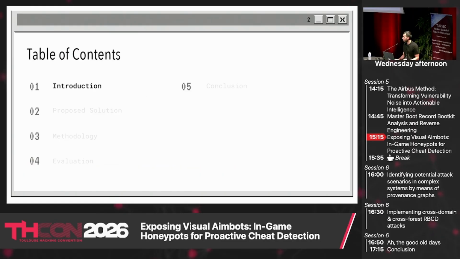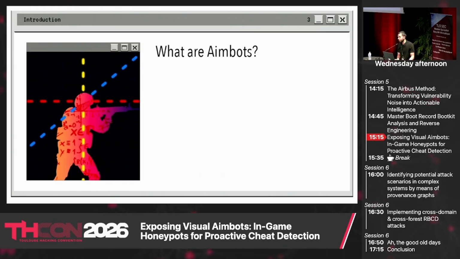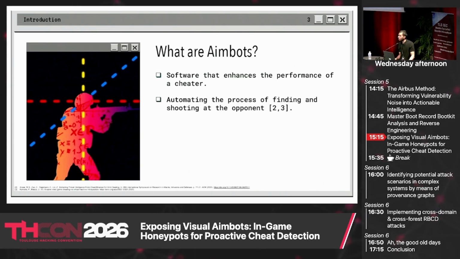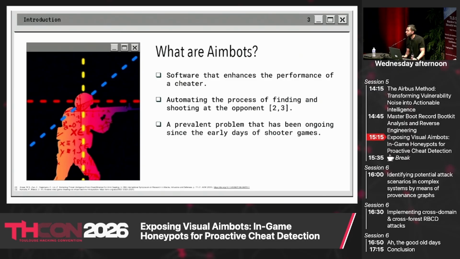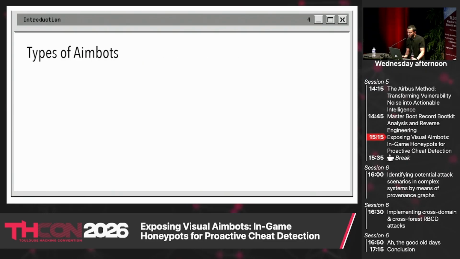So let's start off with a quick introduction to what aimbots are, which I'm pretty sure you are aware of. These are software programs that enhance the performance of a cheater by automating the process of finding and shooting at the opponent. An attacker equipped with an aimbot significantly increases their reaction time and speed, compared to an honest player. This has been a problem since the very early days of shooter games. Now, in the literature, we have identified two types of aimbots.